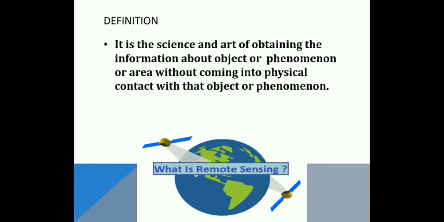It is the science and art of obtaining information about an object or phenomenon or an area without coming into physical contact with that object or that phenomenon or that area. So basically, the information about an object or the earth's surface or any phenomenon is obtained remotely. So the sensor is not in contact with the object.